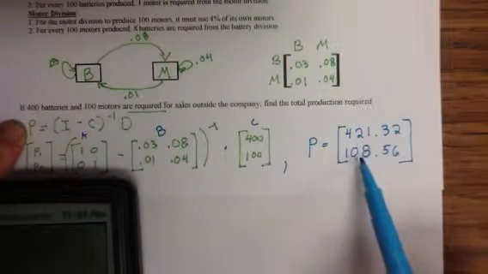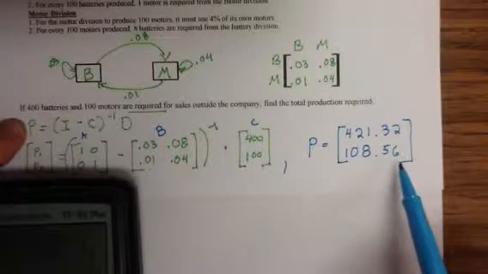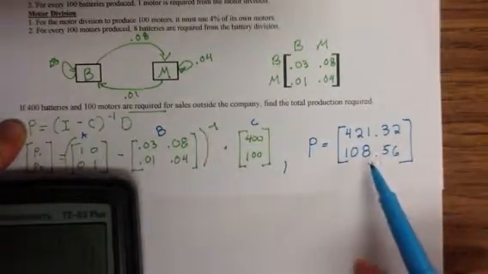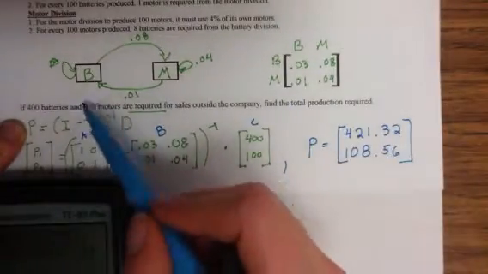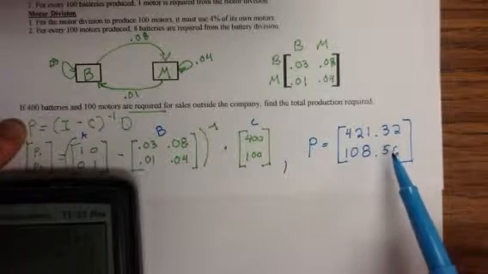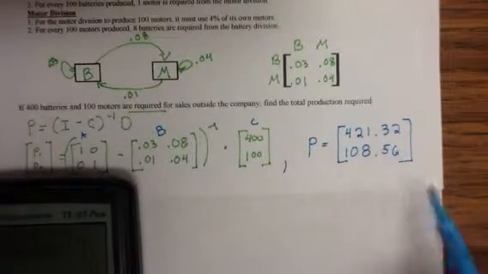Same with this one. The 108.56 represents the total production required for our motors, because the second row is always motors for this problem. And since we needed a demand of 100, that 8.56 motors, now we can't technically have 0.56 motors, this is just an approximation, but this amount is going to be consumed by the company. So that's your answer for this problem.